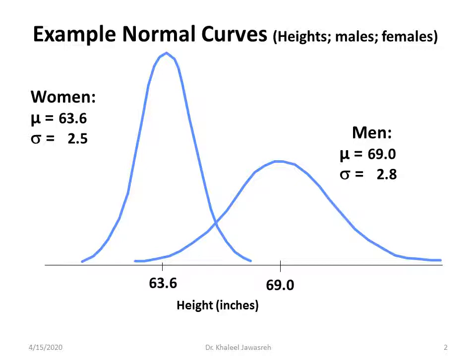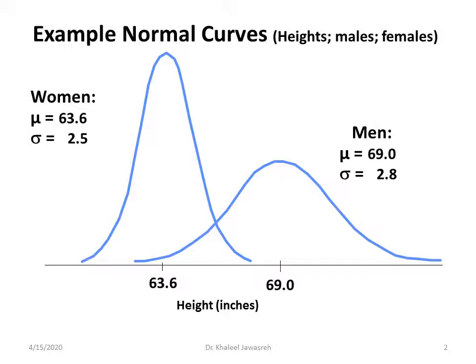You can see the mean for the men is 69, which is shifted to the right on the x-axis, and also you can see the mean for the women. But the flatness or peakness of the curve is affected by sigma. Sigma for the women is 2.5, but 2.8 for the men. So this is how the mean, mu, and sigma, the standard deviation, affect the shape of the normal distribution curve in general.